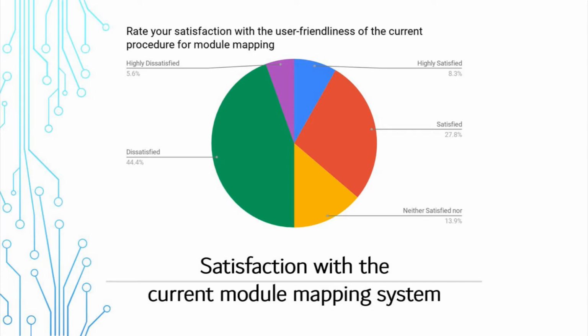44.4% of them indicated that they were dissatisfied with the current procedure, and 5.5% were highly dissatisfied. This implies that the system is not intuitive to users and there's a need for it to be improved to increase the amount of convenience and ease for users.